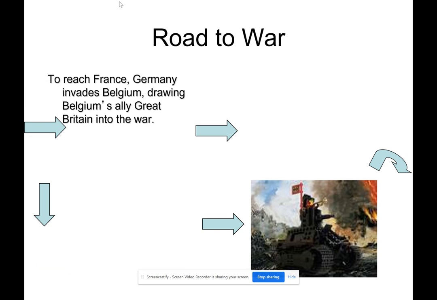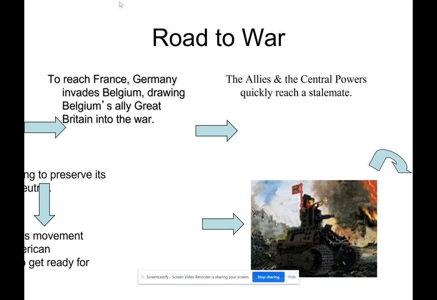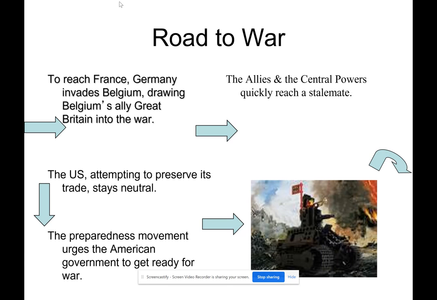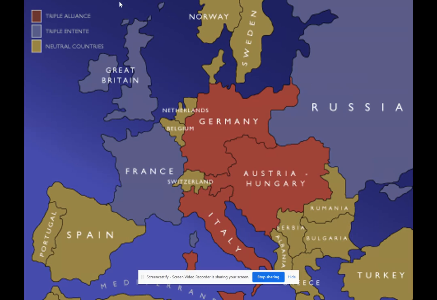To reach France, Germany invades Belgium. This draws Great Britain into the war. The Allies and the Central Powers quickly reach a stalemate. Nothing's really happening. And the U.S. wants to stay neutral, right? The U.S. does not want to be involved. However, the preparedness movement does urge the U.S. government to get ready for the event of war. Okay, so let's check this out. All right, take a look at this map.